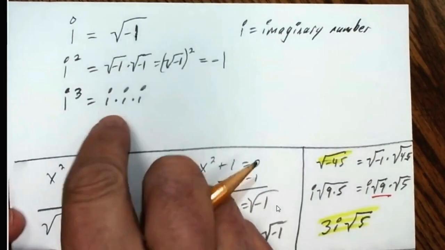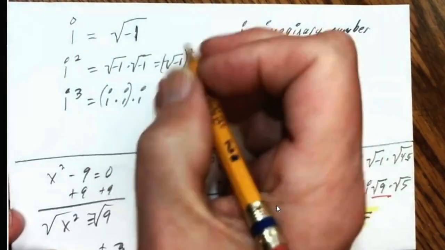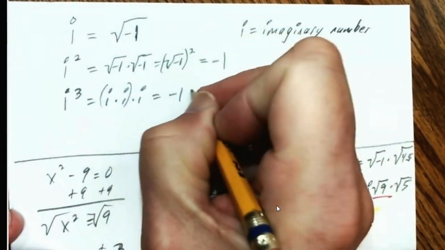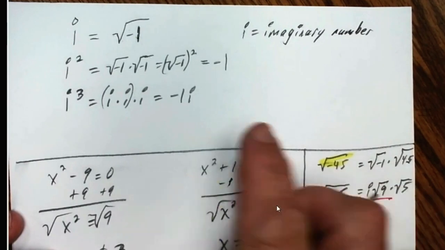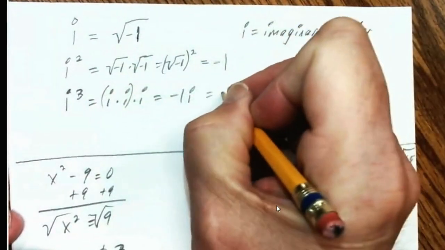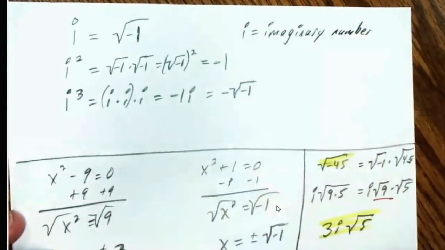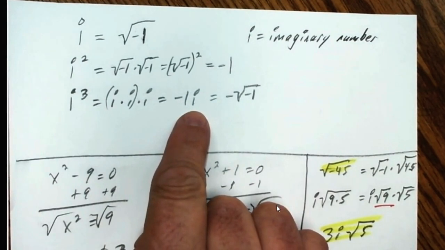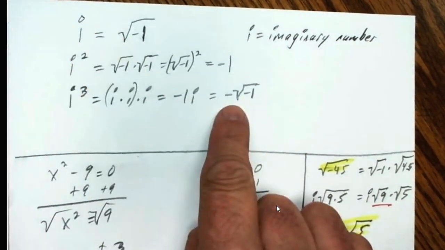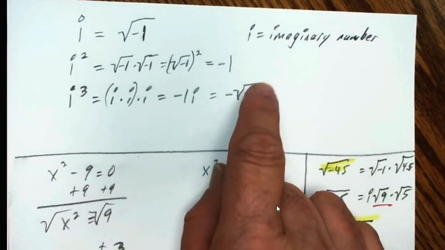Well, i times i is i squared, right? And we know i squared is negative 1. So this is negative 1 times i. And we know i is the square root of negative 1. So this is the same as negative square root of negative 1, because it has a negative 1 coefficient, and i equals the square root of negative 1. So this is what i to the third equals: the negative square root of negative 1.